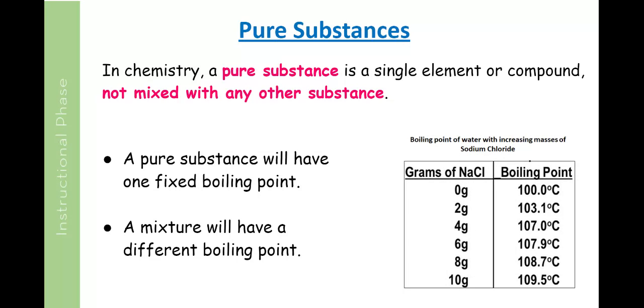So if you look at the table in the bottom corner of the screen, you can see that we've got the boiling point of water and how the boiling point of water will change by adding sodium chloride, by adding salt. So you can see at 0 grams, the boiling point of water, as we would expect, is 100 degrees. After adding 2 grams of salt, you can see that the boiling point of water has increased. Therefore, we can see it's no longer pure water. And if you look at every time 2 grams of salt is added, the boiling point increases.